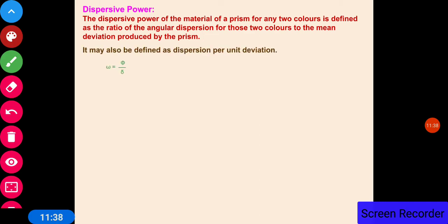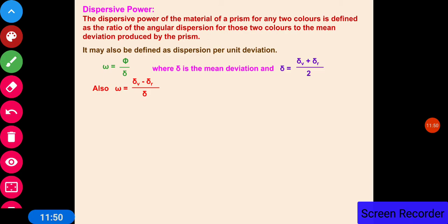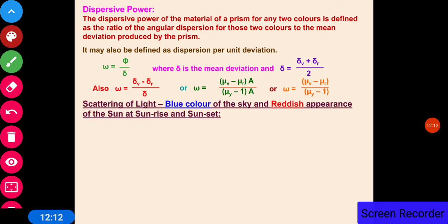So it may also be defined as dispersion per unit deviation. W is equal to phi upon delta, where delta is the mean deviation, and mean deviation is (delta v plus delta r) upon 2. So dispersive power W is defined as (delta v minus delta r) upon delta. Or W can also be represented as (mu v minus mu r) into A upon (mu y minus 1) into A, where A cancels. So it gives (mu v minus mu r) upon (mu y minus 1).